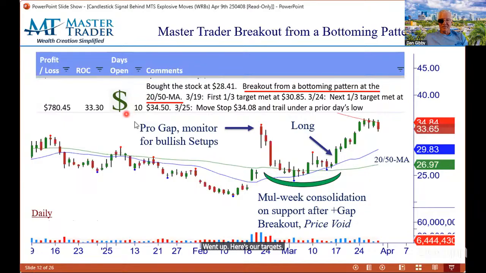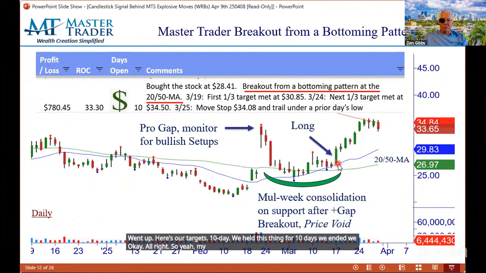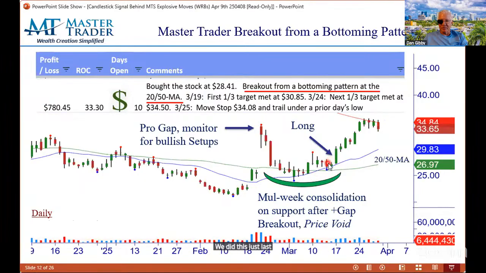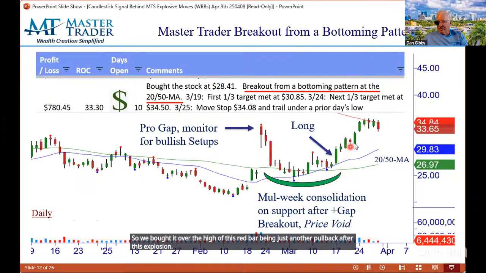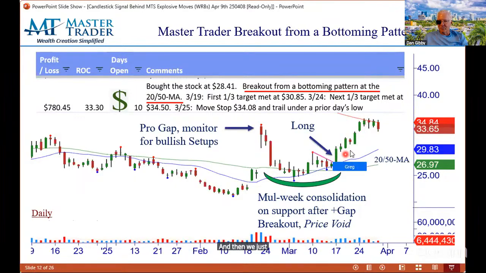10-day. We held this thing for 10 days. Okay, all right. So yeah, my bad. We actually bought this over the high of this red bar. We did this just last month. That's why I remember it. So we bought it over the high of this red bar, being just another pullback after this explosion. And then look how easy this was to trail. We just trailed under a prior bar's low.